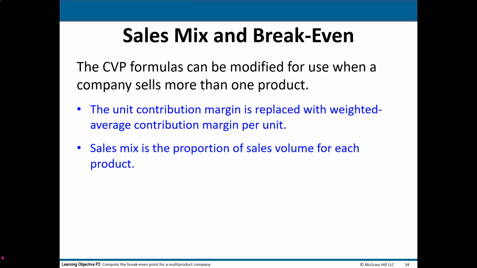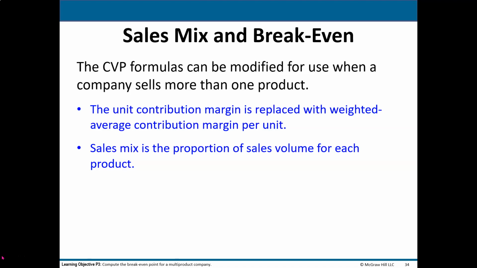Now, when we talk about sales mix or bundles, we're not talking about bundling literally two of one product with one of another and selling those three as one thing. We're just talking about proportionality. The sales mix is the proportionate number of sales volume for each individual product. And then we're going to combine that.